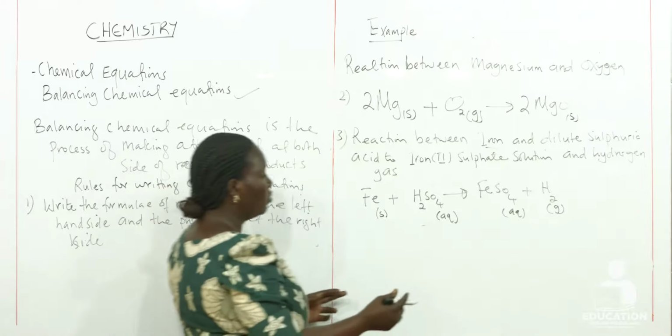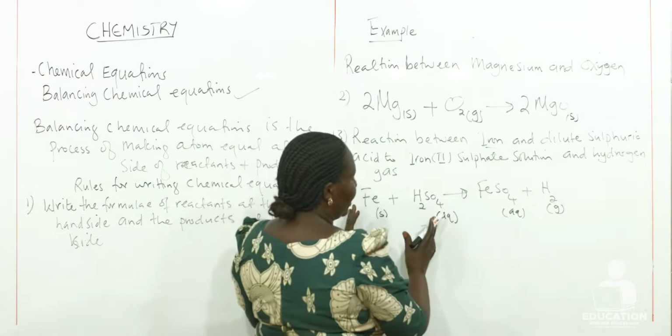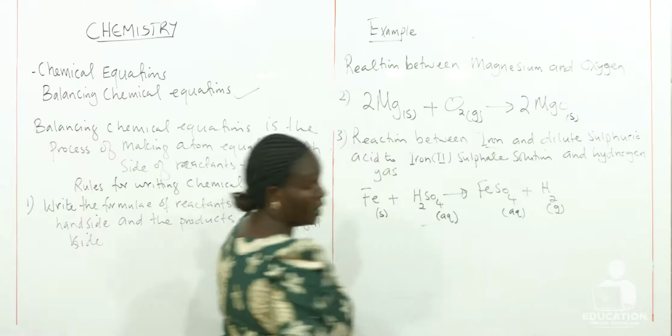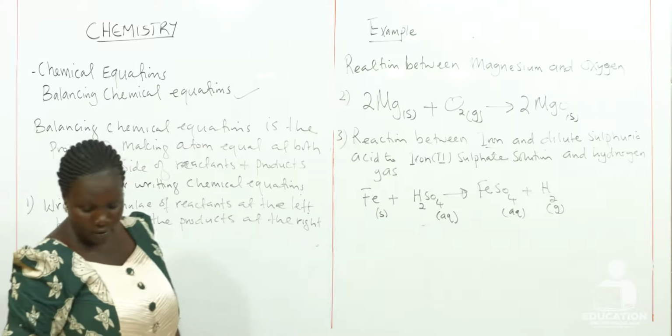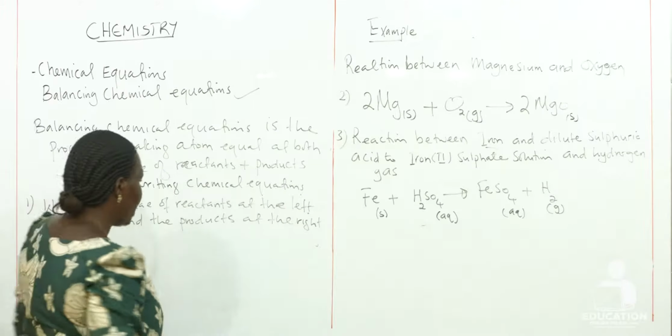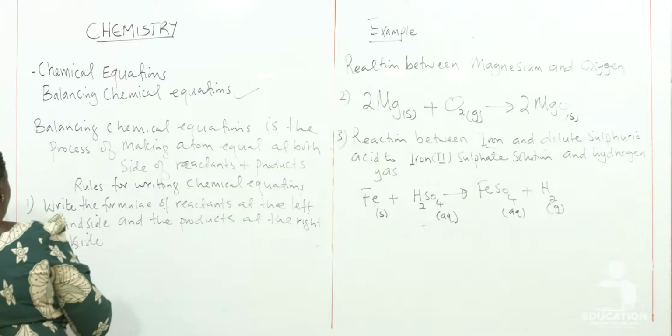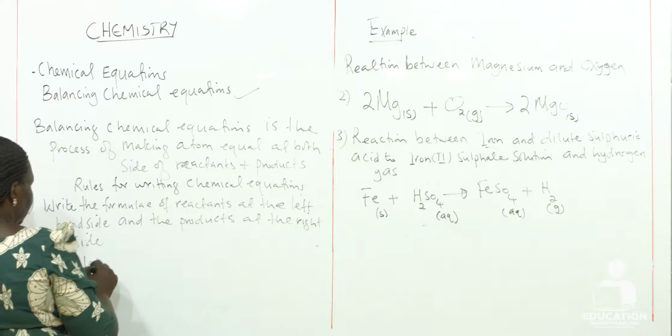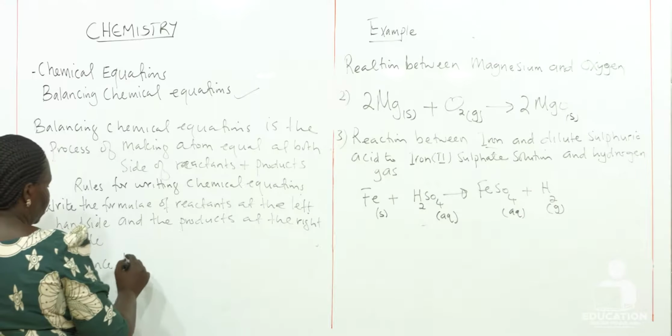So if we come back to this equation, we have the reactants at the left hand side, and then we have the products at the right hand side. Then we balance the equation. After writing the formula, step number 2 is we need to balance the equation.